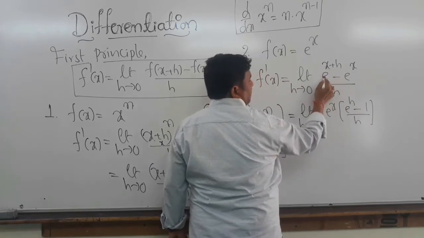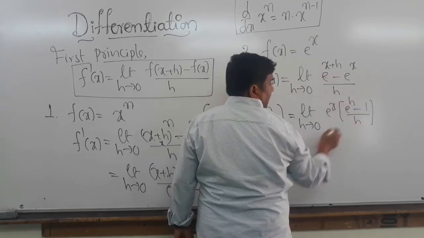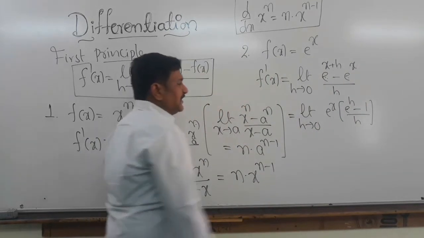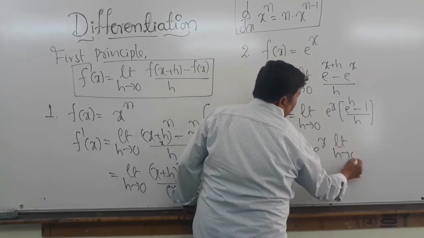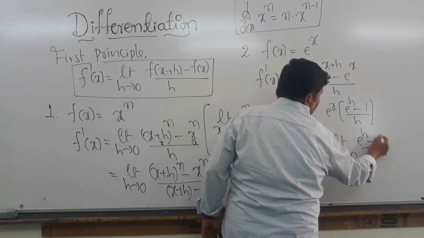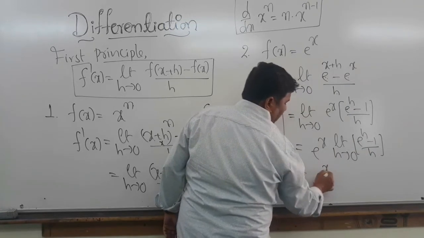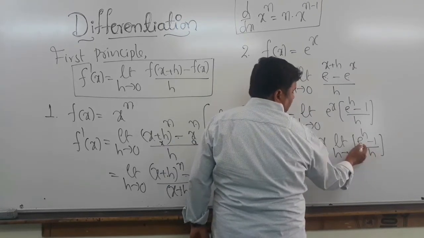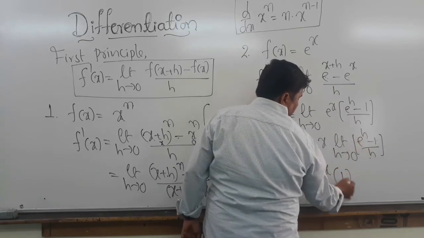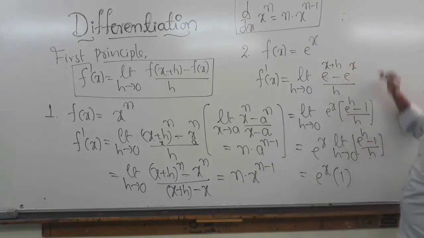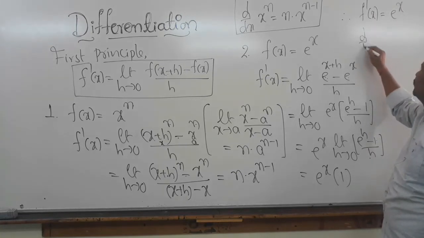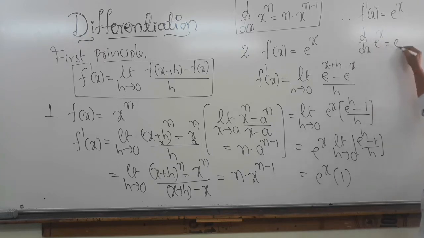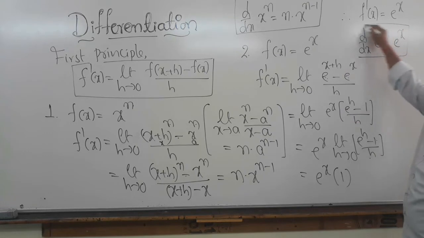E power x is common, and here we have e power h minus 1, and 1 upon h. Now applying the limit h tends to 0, we get e raised to x times limit h tends to 0 of e raised to h minus 1 upon h, which is equal to e power x, because by the limits formula, e power x minus 1 upon x gives 1. Therefore the derivative of f of x, f dash of x, is equal to e raised to x. Now we are getting another formula: the derivative of e power x is equal to e power x.